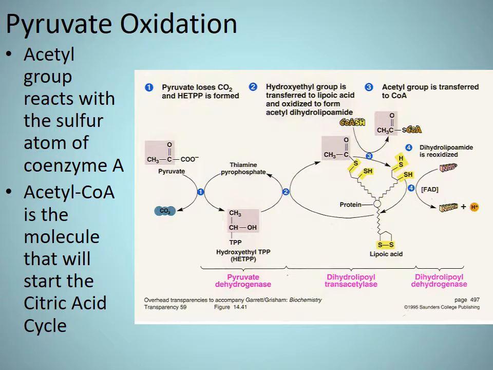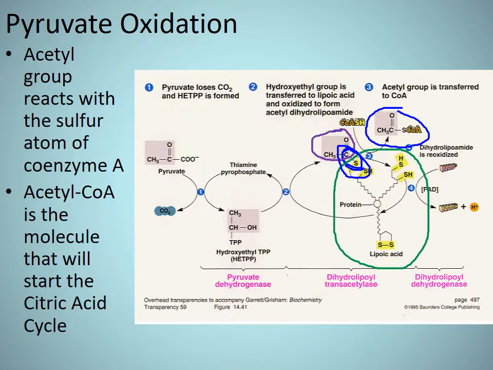Essentially, in pyruvate oxidation, the acetyl group reacts with the sulfur atom of coenzyme A, and that occurs right here. The coenzyme A molecule, in a different color here, is right here. The acetyl group is right there. That came from pyruvate. This molecule here is coenzyme A. Don't worry, you don't need to know the structure of coenzyme A. Just know that the reaction occurs between the acetyl group and the sulfur of coenzyme A. This molecule, acetyl-CoA, will start the Krebs cycle.